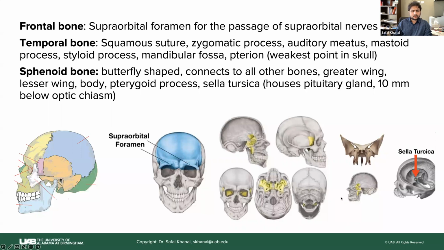If you look at the sphenoid bone, it is butterfly shaped, as you can see here. It is the only bone that connects to all other bones, and has a greater wing and a lesser wing. It has a pterygoid process, and it is near the sella turcica. The sella turcica houses the pituitary gland, just 10 millimeters below the optic chiasm.